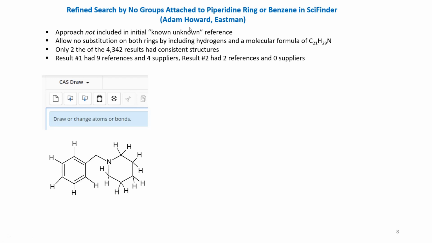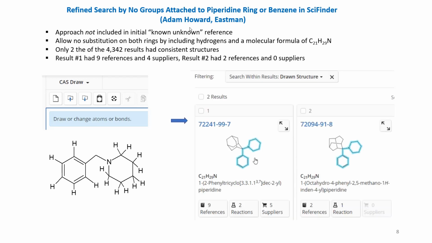And when we did that, only 2 of the 4,342 results had consistent structures. They were the 2 shown below. One was actually the compound that we ultimately identified, but it did show 2. Number 1 had 9 references and 4 suppliers, and result 2 had 2 references and 0 suppliers. So it kind of indicated that this might be our best one here, as opposed to the second best hit.